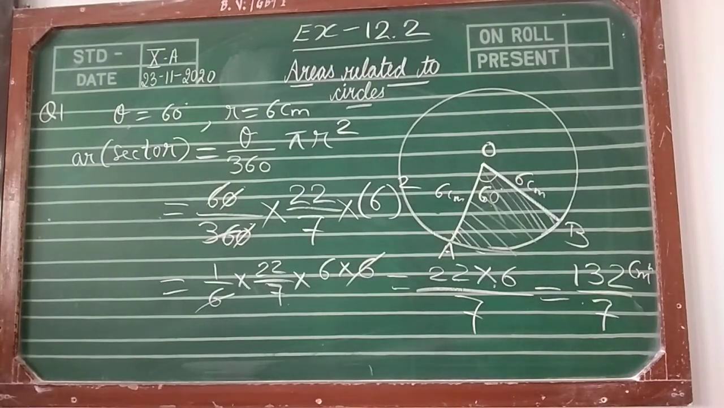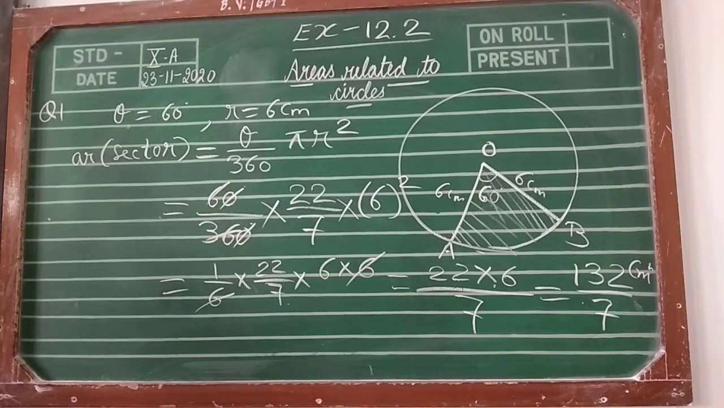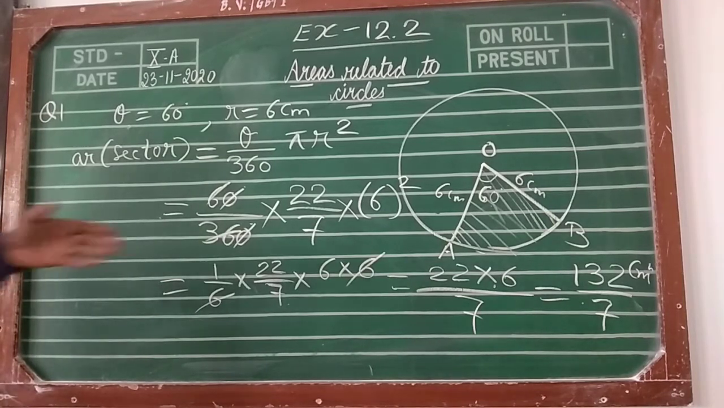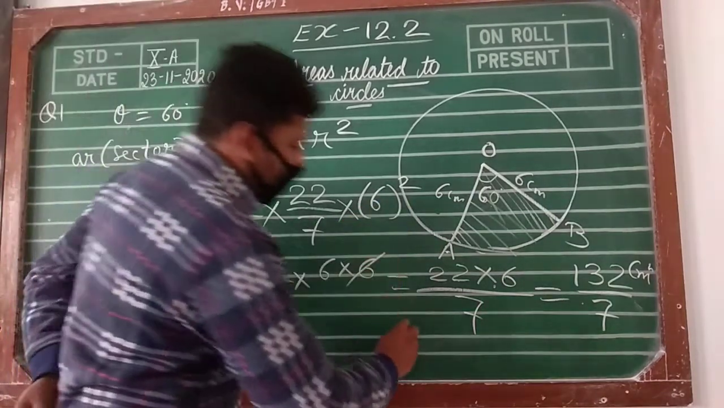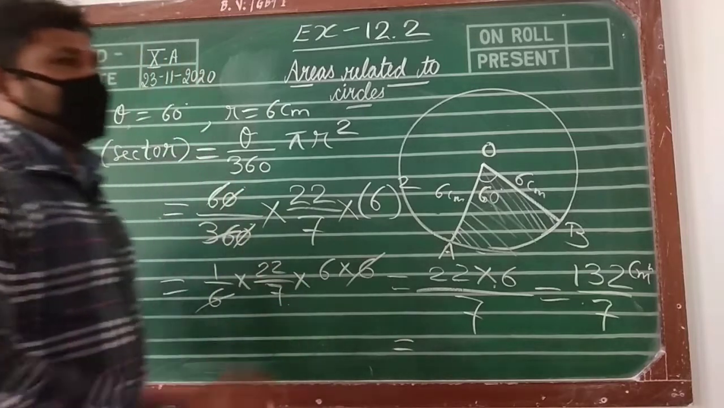Because we are taking the value of pi as 22/7, we are able to write the final answer as a fraction. But try to write the answer always in decimal. Then divide these two values and tell me the answer in decimal up to 1 place of decimal.